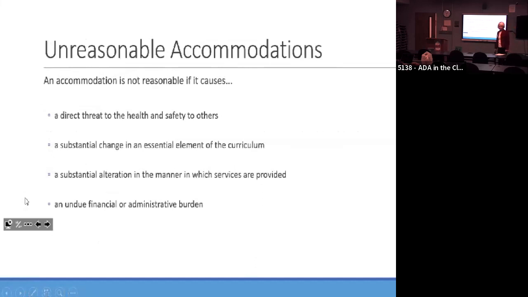Okay, so we talked about reasonable accommodations, and I really can't define that, but I do know what's unreasonable, okay? If it's a direct threat to the health or safety of others. I can't think of a really good example of this, because even if someone has a service dog and there's someone else in that class with severe allergies to dogs, the dog's gonna win in court. So that one I think is difficult.